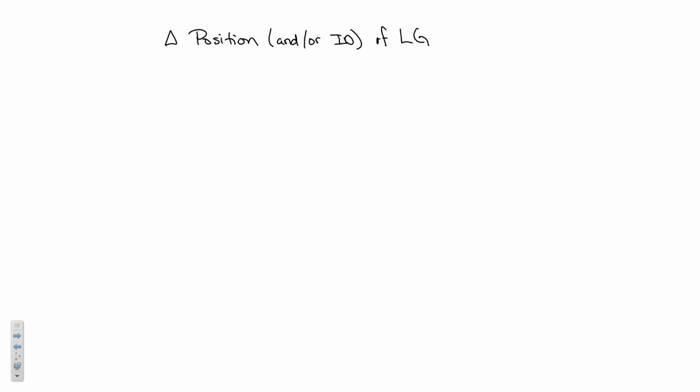So there's a pattern for this. If you want to change the position and or the identity of the leaving group, then you would do an elimination followed by a substitution, not a substitution, an addition. So this is a pattern. Elimination, addition. You're taking the current leaving group off and you're going to put another leaving group on. So this isn't a case where you're moving it.